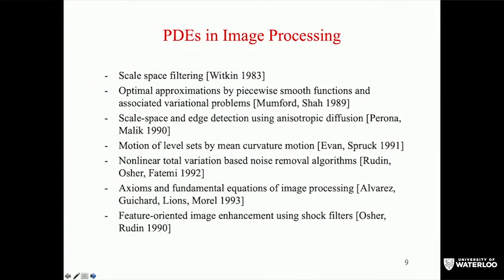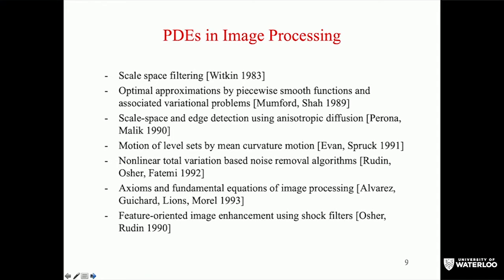Mumford and Shah had a very early method. David Mumford, I know many of you, is a well-known algebraic geometer who changed his field overnight to do imaging. So he was using these piecewise smooth functions and an associated variational problem. He's one of the early ones who did this. This is an important paper.